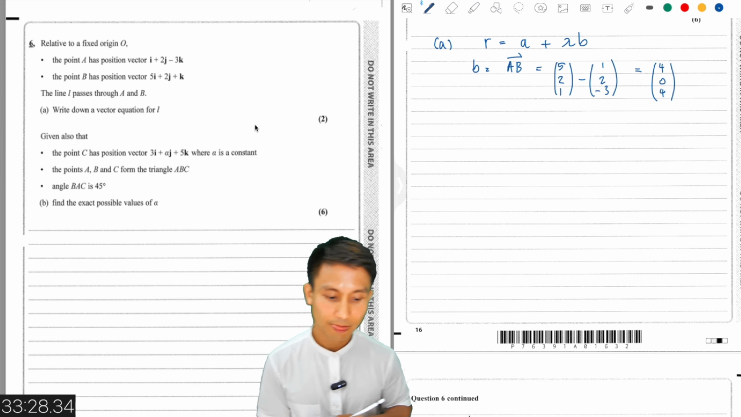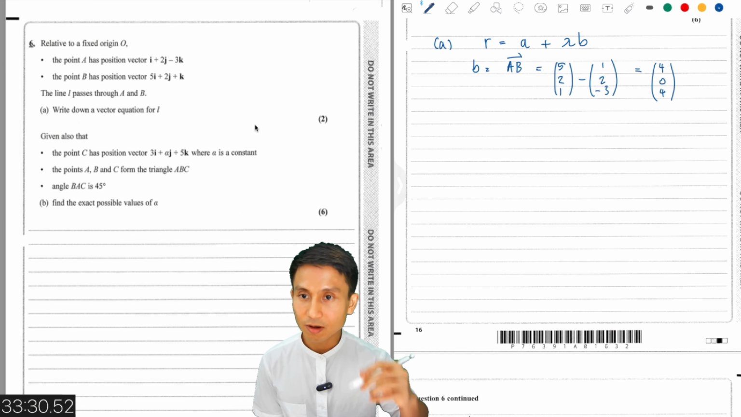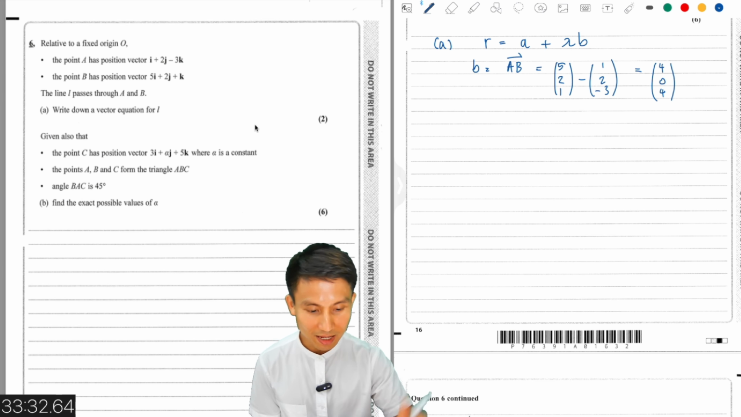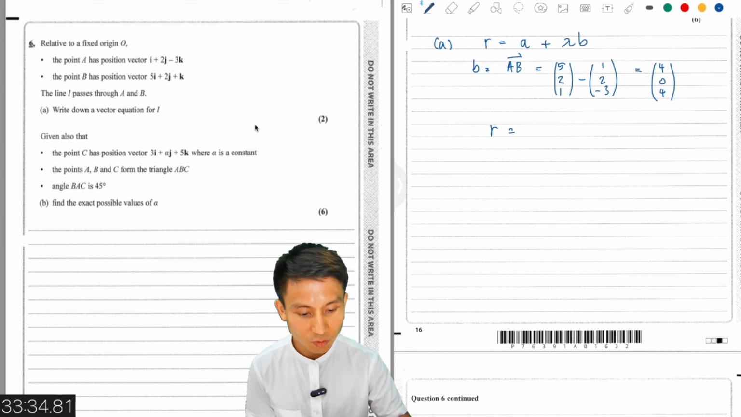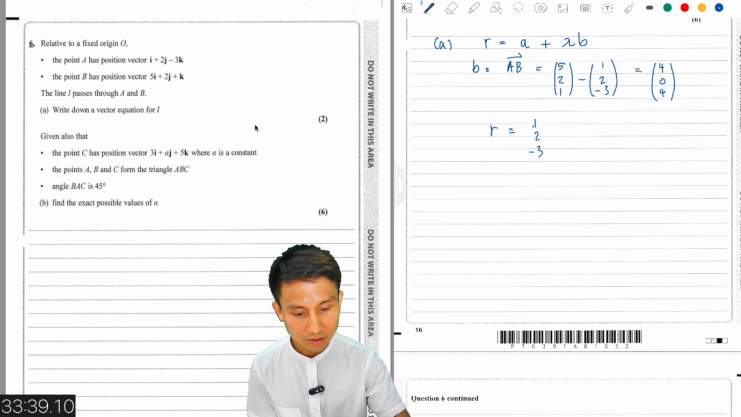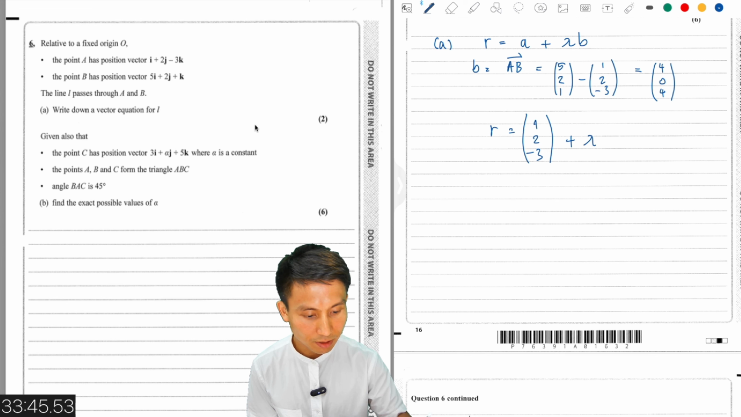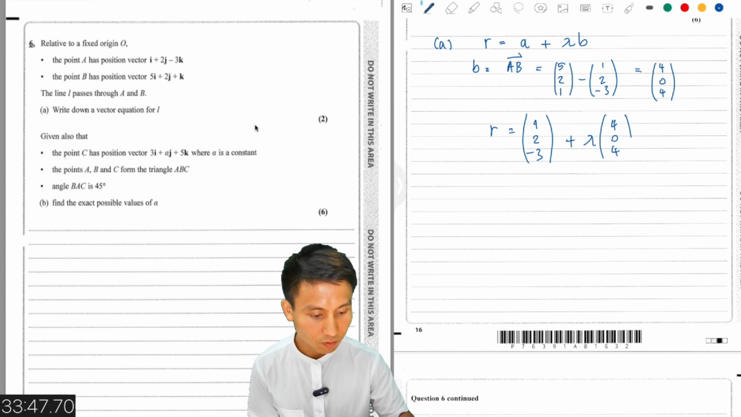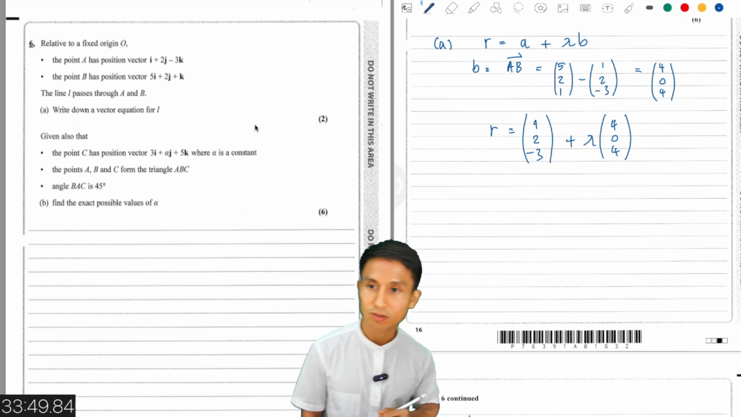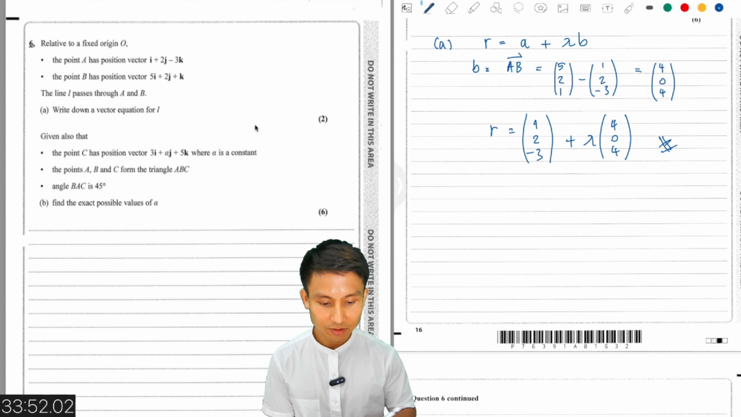Okay. So A can be anything. I'm just going to take the A, right? So r here, the vector equation of the line is just 1, 2, minus 3. Hang on. 1, 2, minus 3 plus lambda 4, 0, 4. Okay? I'm just going to answer like that.